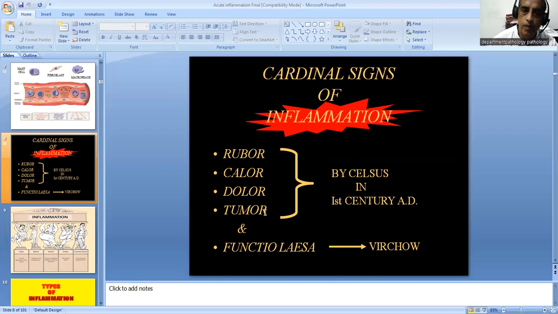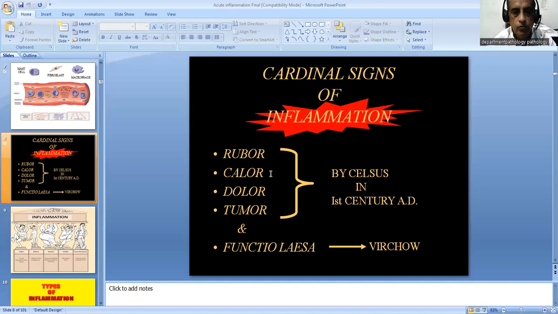These signs were summed up nicely long back in the 1st century AD by Celsus, and later on Virchow added one more to it. So now we have 5 cardinal signs of inflammation. The first is rubor, or redness. The second is calor, not color. It is calor, derived from calorie, that means heat. Third is dolor, that means pain. Fourth is tumor, that means swelling. And fifth is functio laesa, or loss of function.